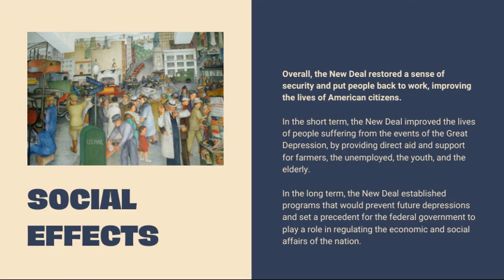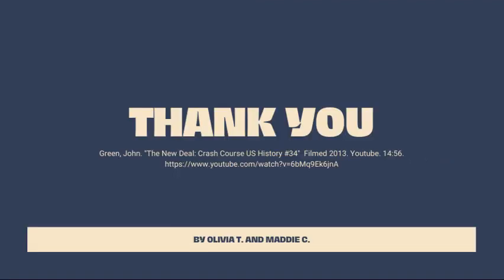In the short term, the New Deal improved the lives of American citizens by providing aid and reducing the effects of the Great Depression. In the long term, the New Deal established programs that would aid the citizens and prevent future depressions. It set a new precedent for the government as one that would take action in regulating the economic and social affairs of the nation.